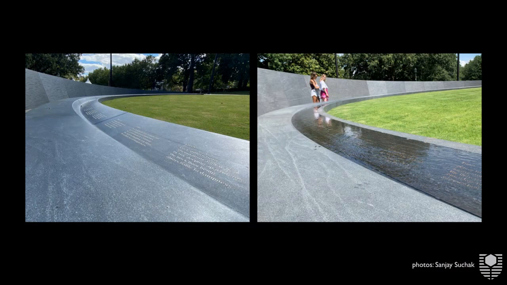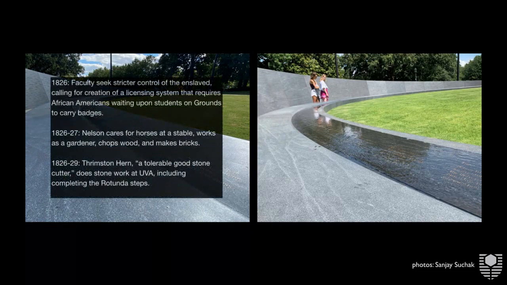The timeline covers the arrival of 10 enslaved laborers to clear the land that would become the university in 1817 and covers a history of transactions, work, and violence. Here are three examples. 1826, faculty seek control of the enslaved, calling for the creation of a licensing system that requires African Americans waiting upon students on grounds to carry badges.